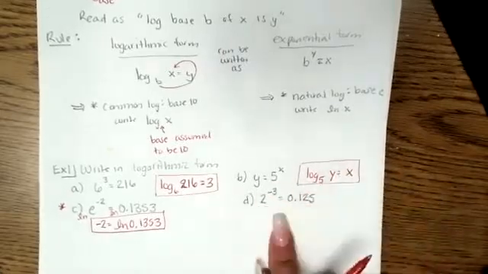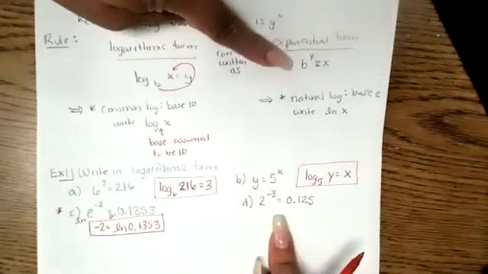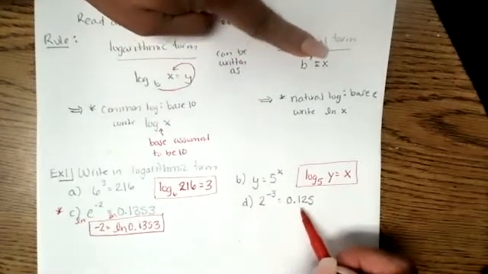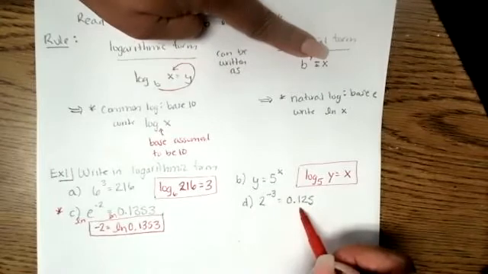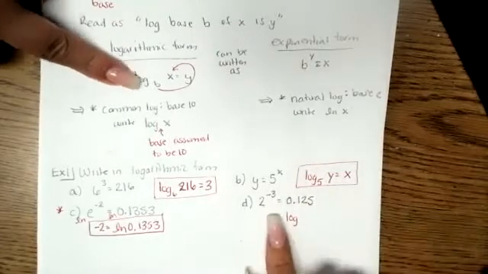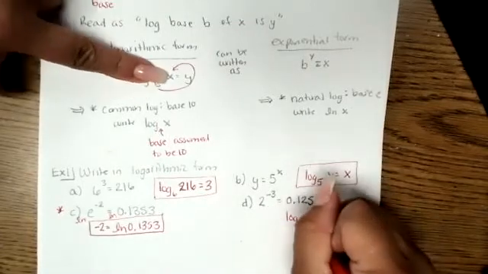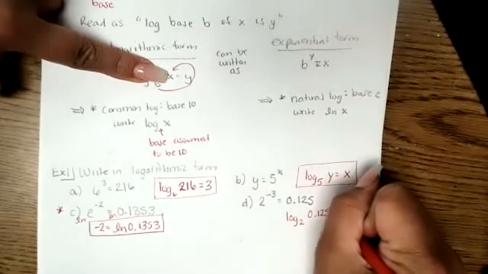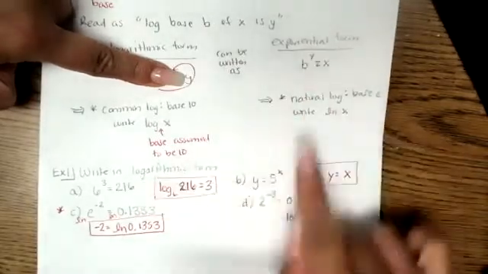Right here, I'm giving you, once again, the exponential form. So the b is the number 2, the y is the -3, the x is 0.125. So to write in logarithmic form, log, the base is going to be the 2, the x is going to be the 0.125, equals the y, which is the -3.